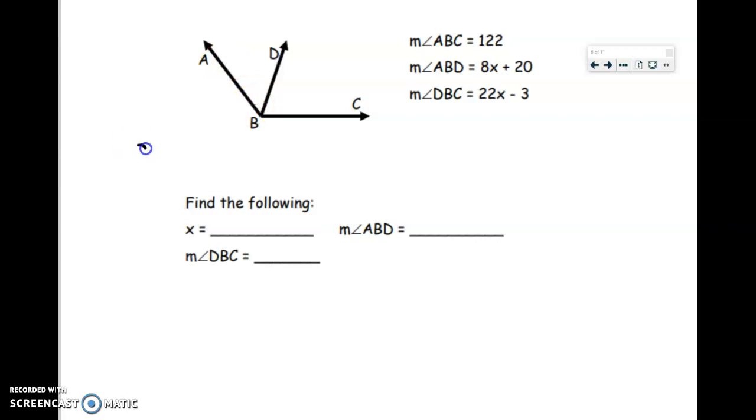So 8x plus 20, added to 22x minus that, equals 122. This looks very similar to our warm-up problem. That's why I had them there. So go ahead and solve this equation for x.